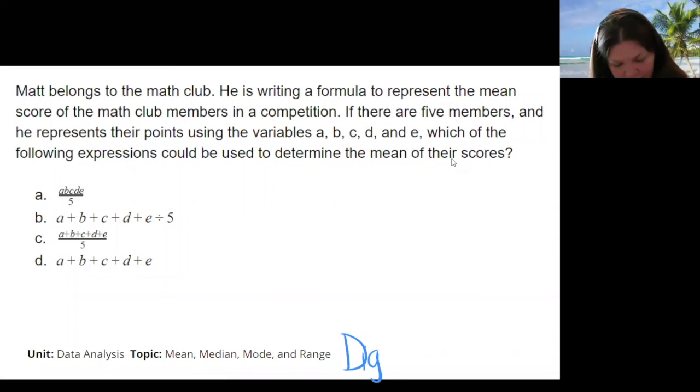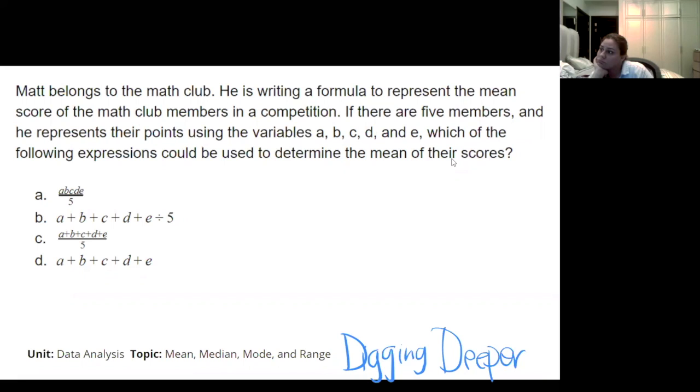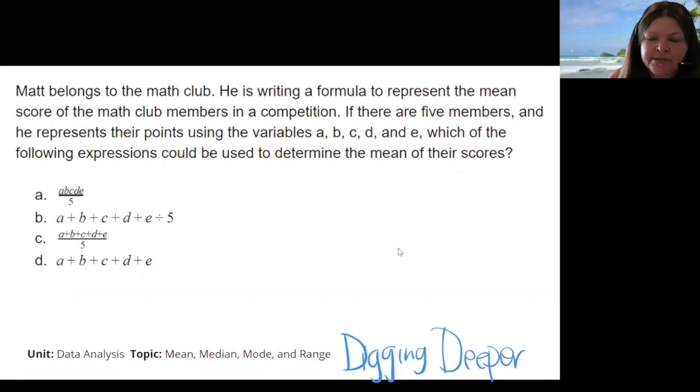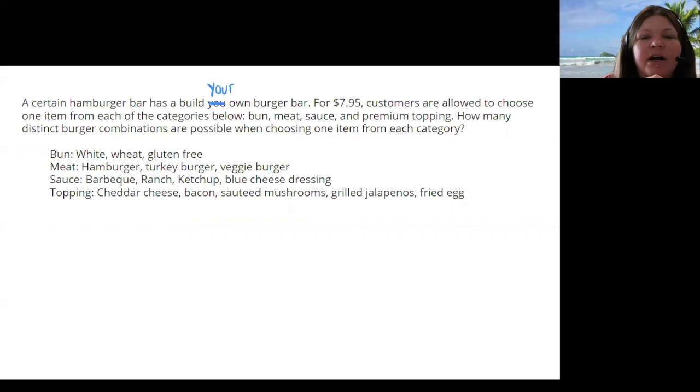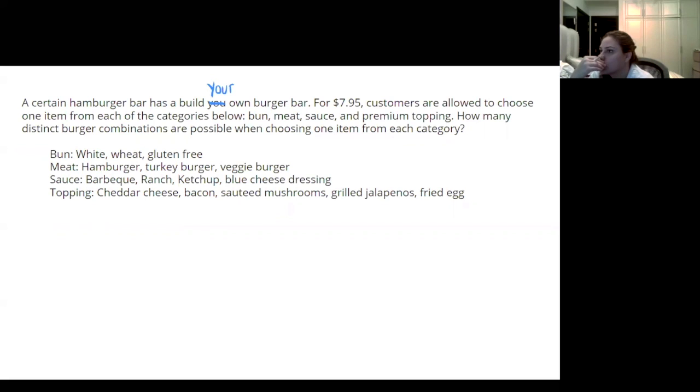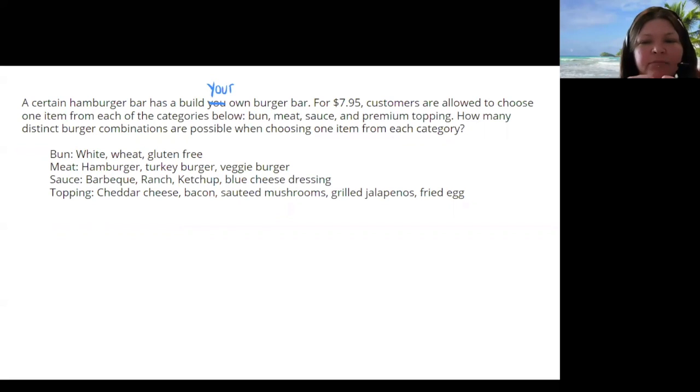This one should have been in the mean, median, mode, and range digging deeper lesson, because this is one of those more challenging GED style examples. Next one. A certain hamburger bar has a build your own burger bar. For $7.95, customers are allowed to choose one item from each of the categories below: bun, meat, sauce, and premium topping.